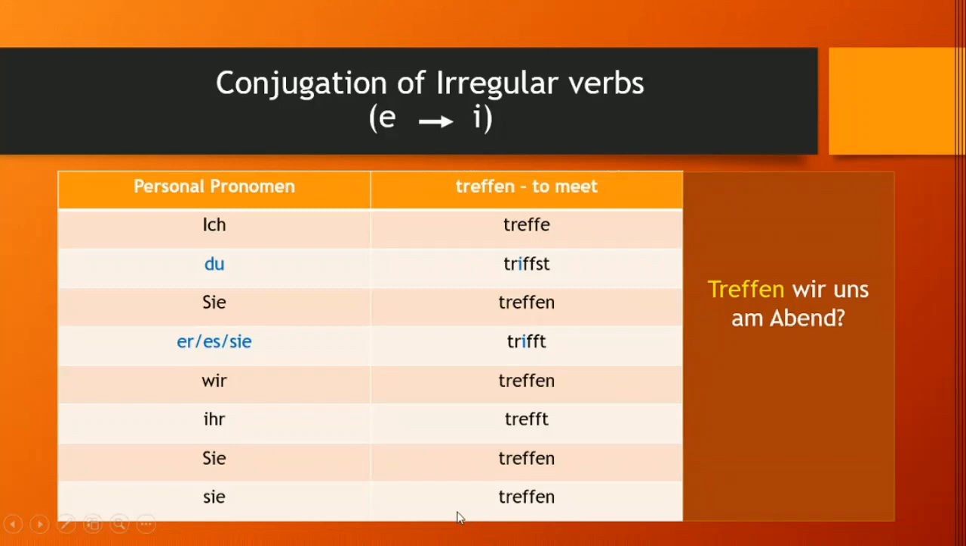Treffen wir uns am Abend? So this is a question. Normally if you build a sentence, the subject comes first and then the verb. But just because this is a question, the verb comes first and then the subject. So it becomes: Treffen wir uns am Abend? Which means, are we meeting in the evening?